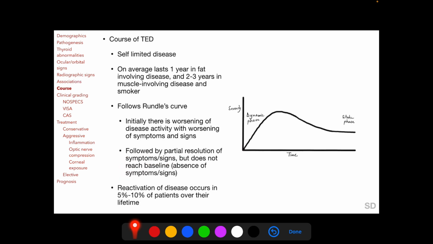TED is a self-limited disease and on average lasts 1 year in predominantly fat-involving disease and 2 to 3 years in predominantly muscle-involving disease and in smokers.